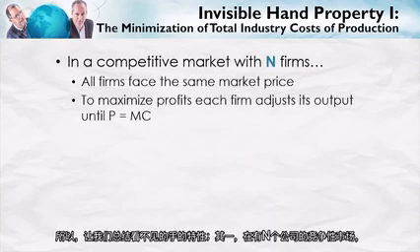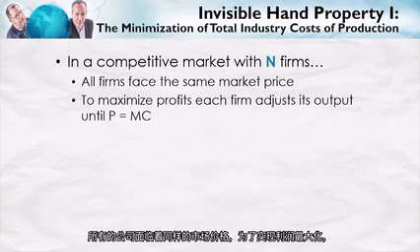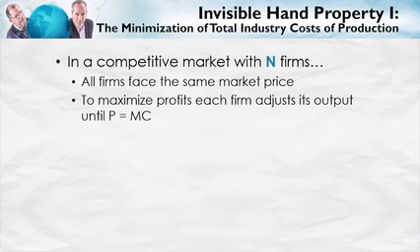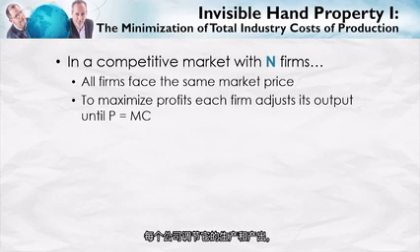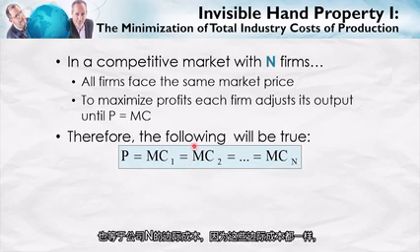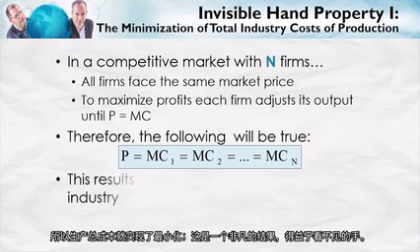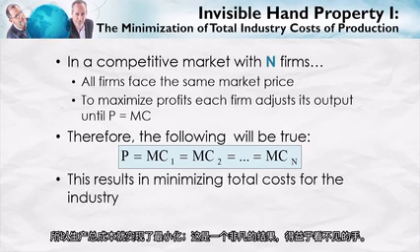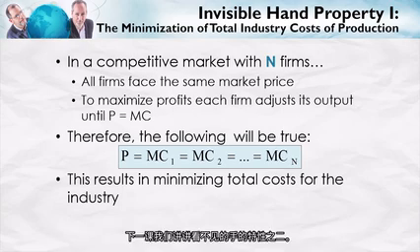So let's summarize invisible hand property number 1. In a competitive market with n firms, all firms face the same market price. And to maximize profits, each firm adjusts its output until price is equal to that firm's marginal cost. Therefore, the following is going to be true. Price is equal to the marginal cost of firm 1, which is equal to the marginal cost of firm 2, which is equal to the marginal cost of firm n. Since these marginal costs are all the same, the total industry costs of production are minimized. A remarkable result, and one due to the invisible hand.